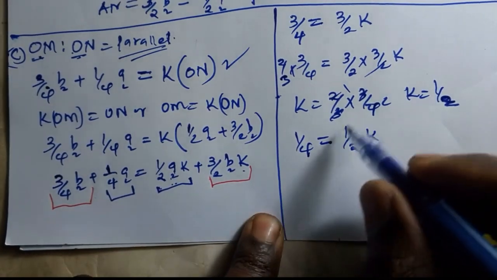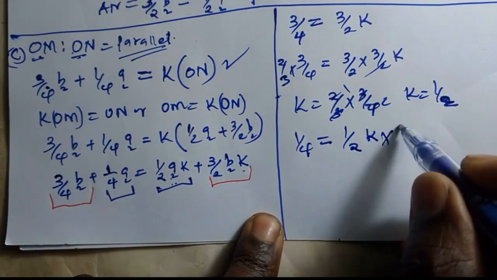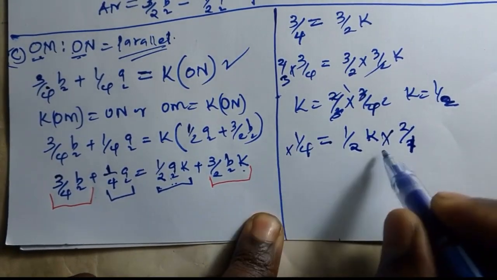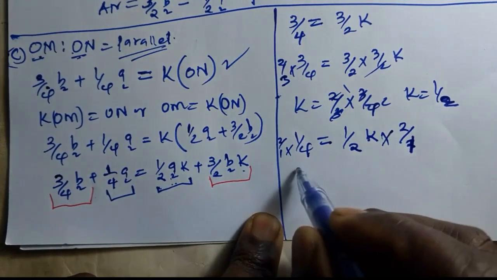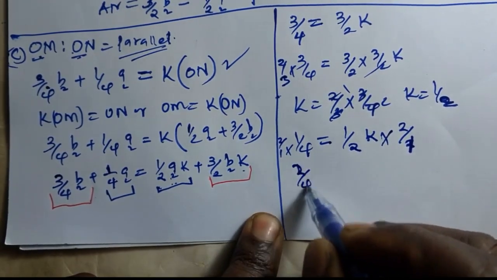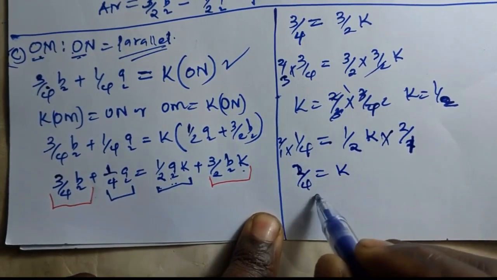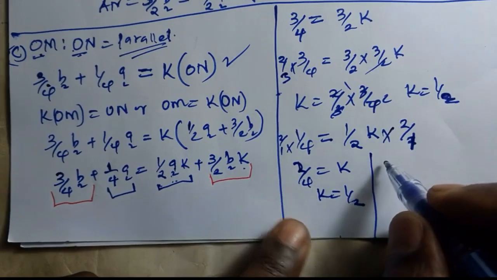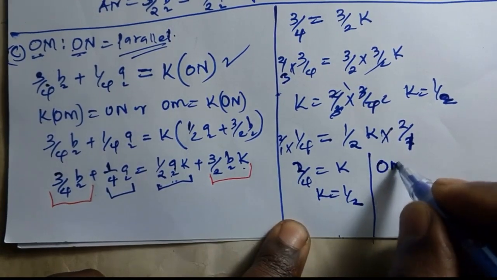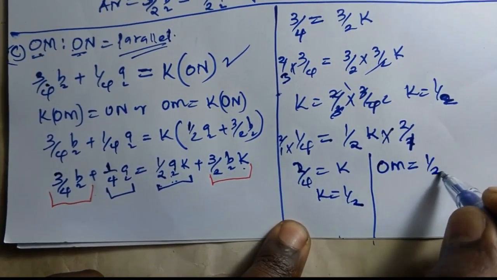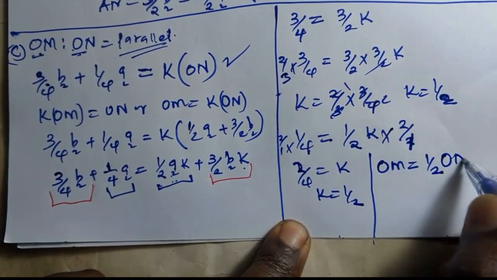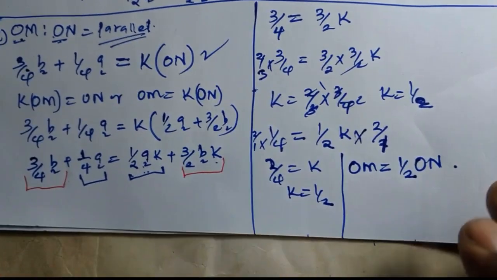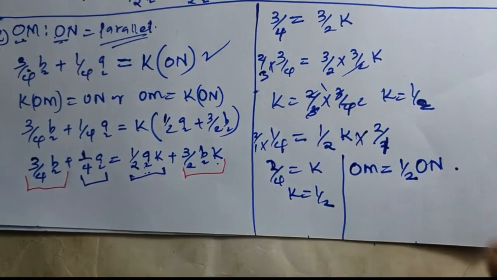To get K, you multiply both sides by the reciprocal so that we remain with K. Reciprocal of this is 2 over 1. So 2 over 4 is equal to K, and K is equal to a half. So it means that OM is equal to a half ON. It means that they are parallel. So we have shown that OM and ON are parallel.